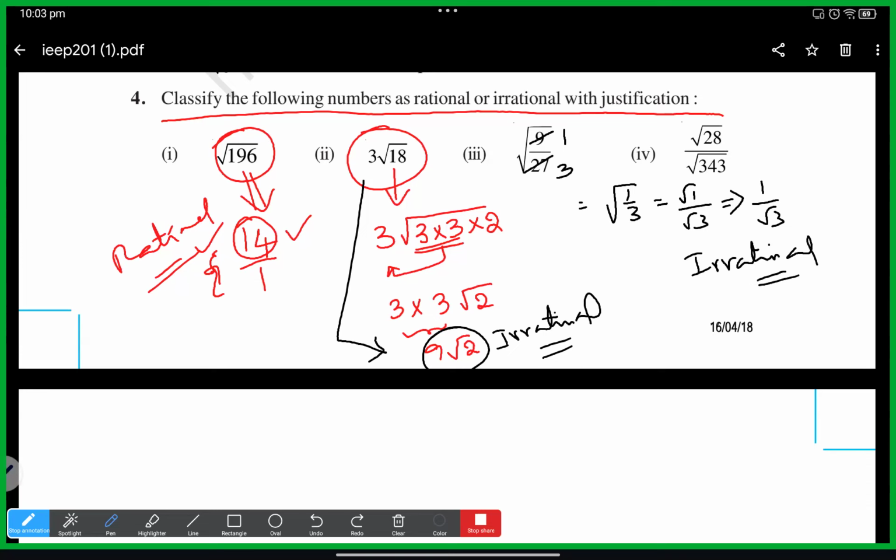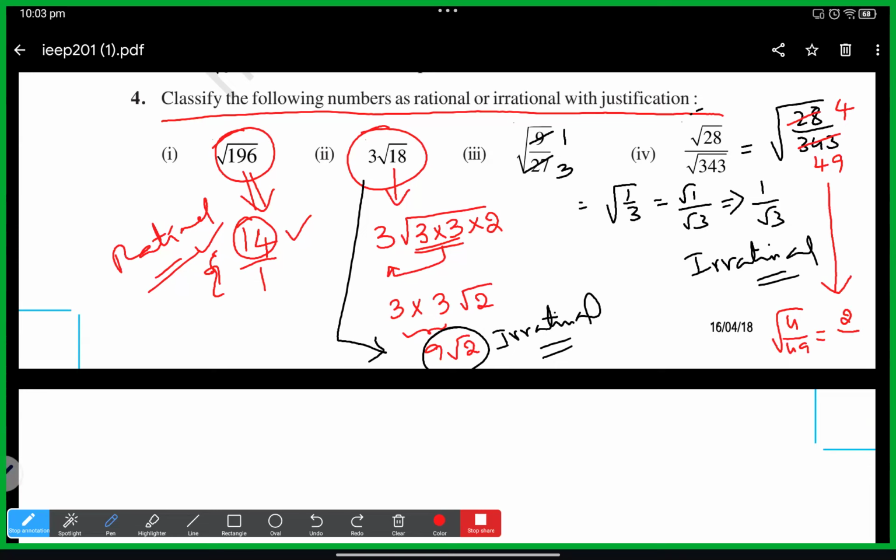Similar simplification we will do for the fourth one. So the fourth one is root of 28 by 343, which will become 7 times, if we cancel it. 7 fours are 28, 7 sevens are 49, 7 nines are 63. So we get the root of 4 by 49 finally. There are no more cancellations there.